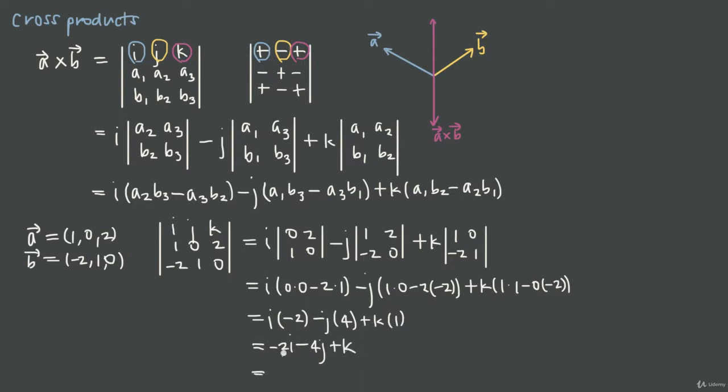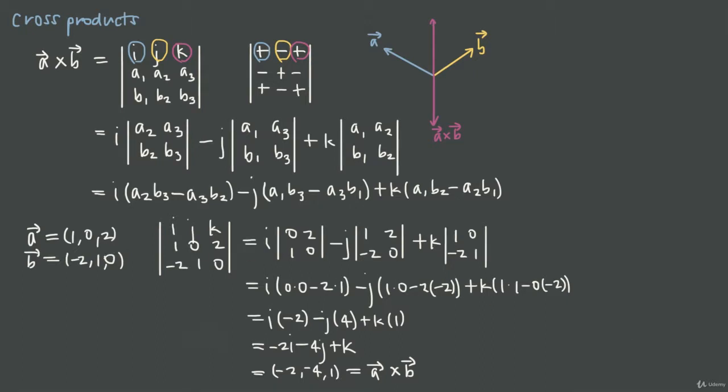We could also rewrite that by taking the coefficients as -2, -4, and then positive 1. And this vector, -2, -4, 1, is the cross product of the vectors a and b. So this vector is orthogonal to both a, 1, 0, 2, and b, -2, 1, 0. It's orthogonal to both of those vectors. It is the cross product of those vectors.